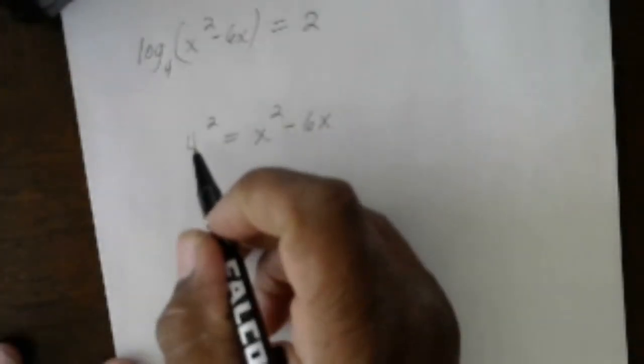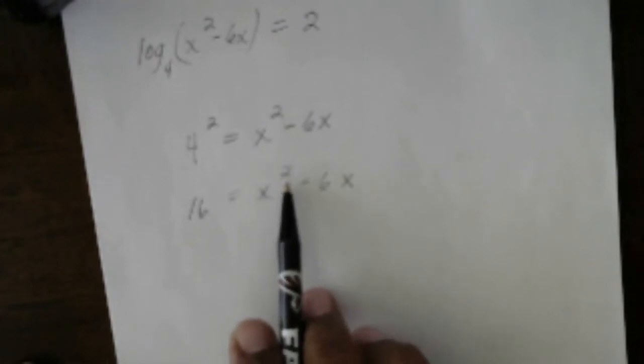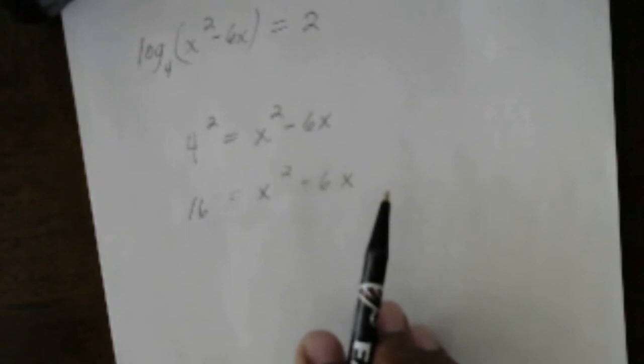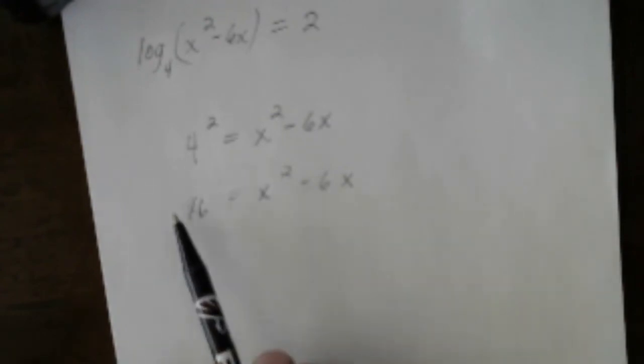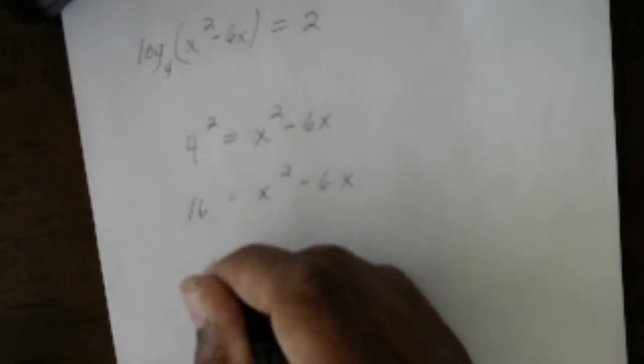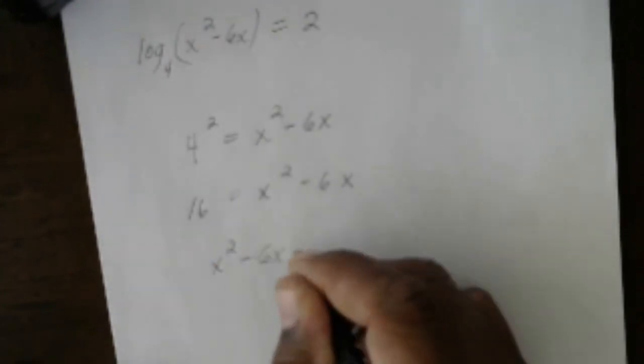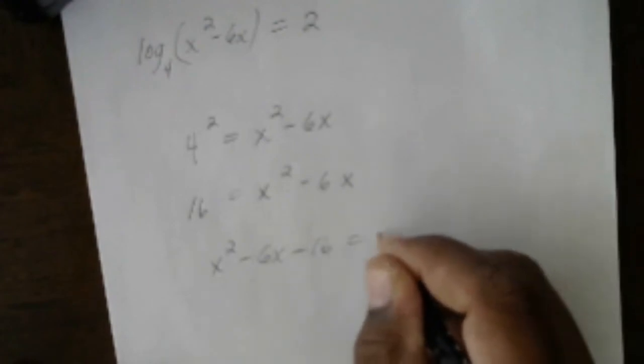I'm going to simplify. 4 squared is 16. I'm going to bring the x squared minus 6x down. Notice that this is quadratic. My highest power is squared, so I'm going to set this equal to 0 and solve it. So I'm going to subtract 16 from both sides. So I have x squared minus 6x minus 16 is equal to 0.